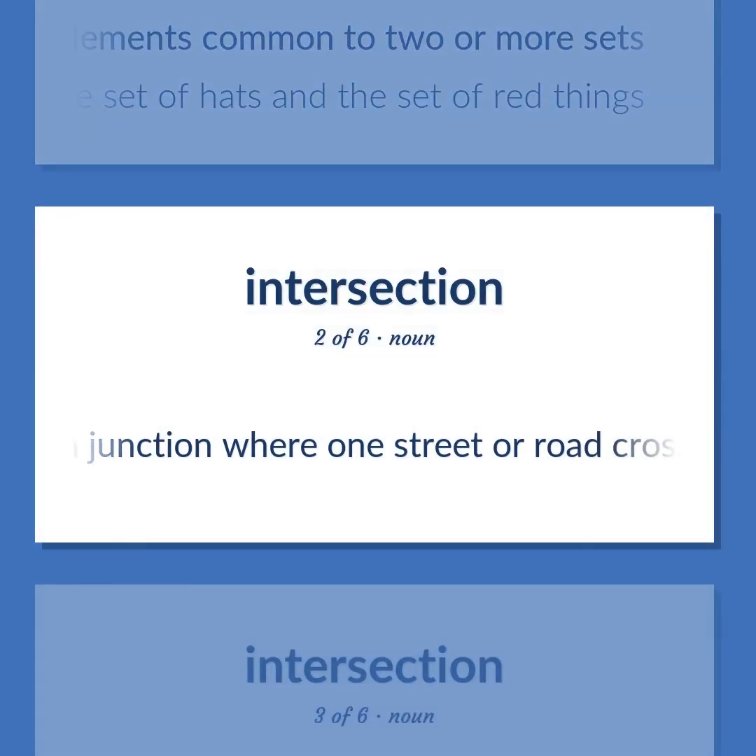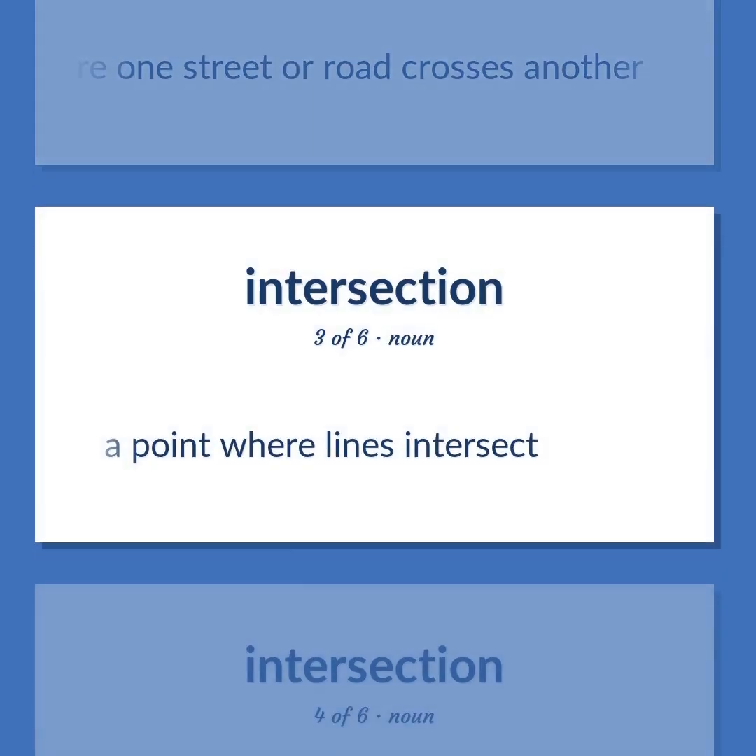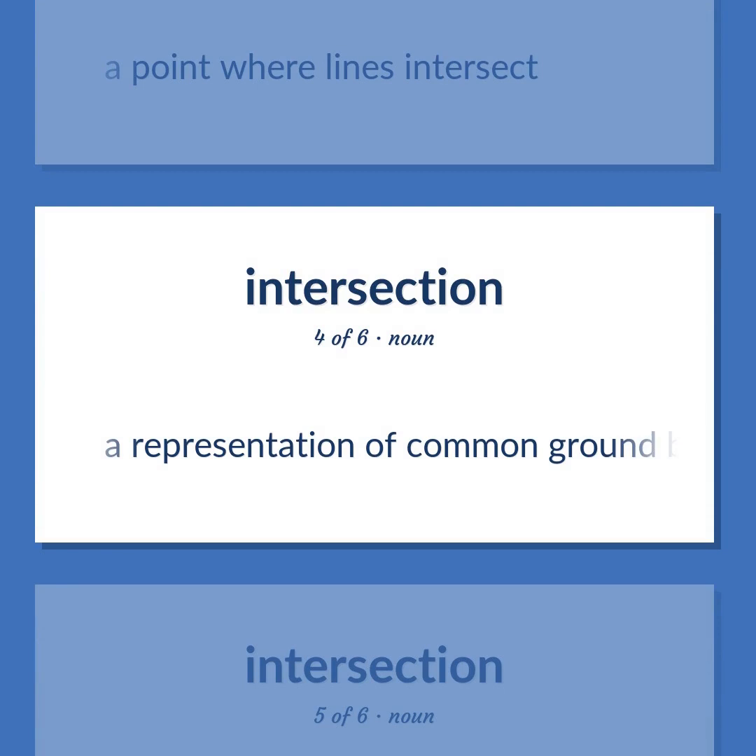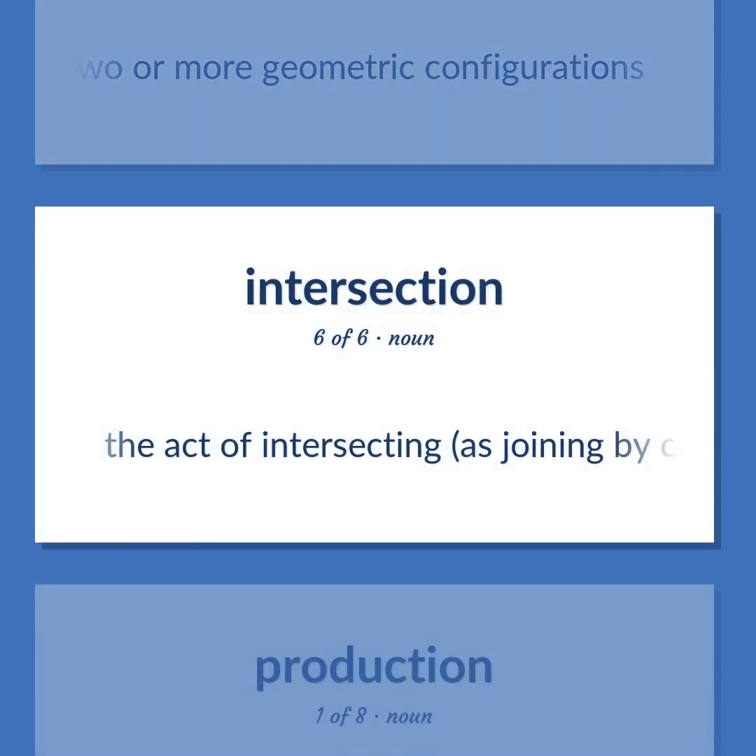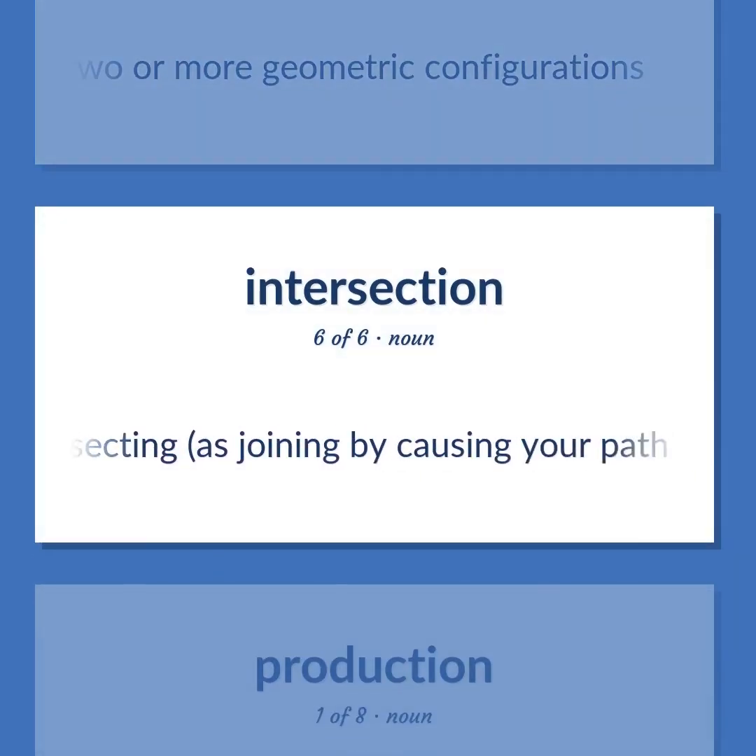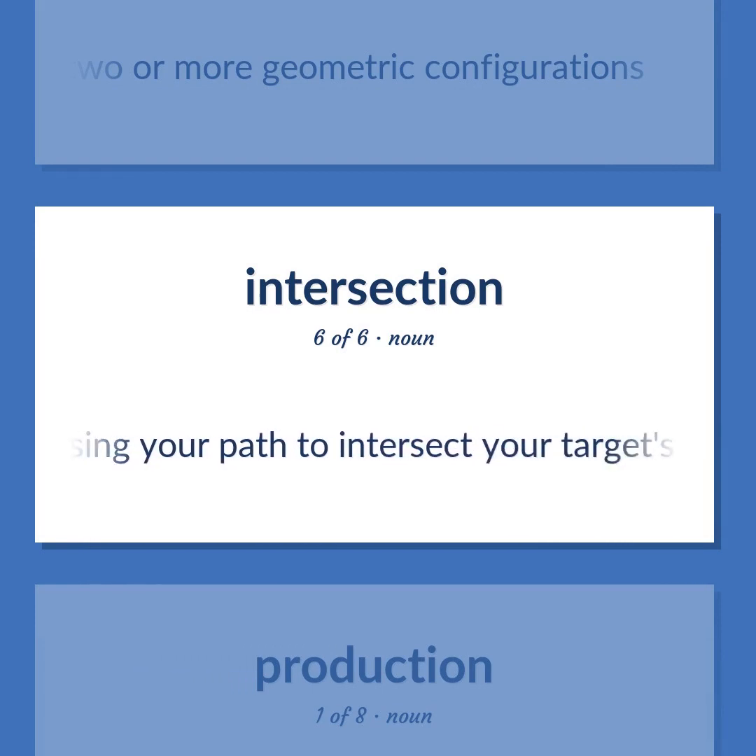A junction where one street or road crosses another. A point where lines intersect. A representation of common ground between theories or phenomena. A point or set of points common to two or more geometric configurations. The act of intersecting, as joining by causing your path to intersect your target's path.